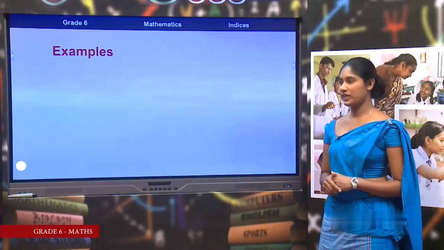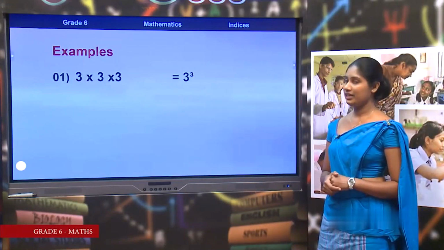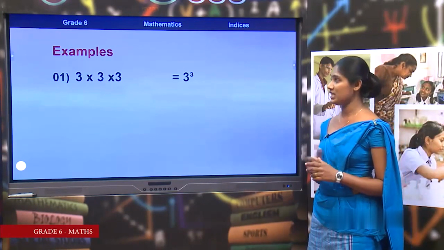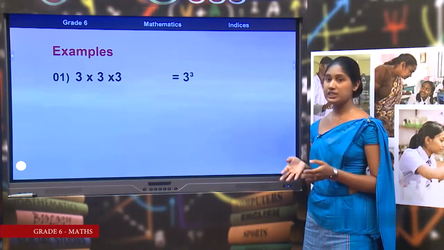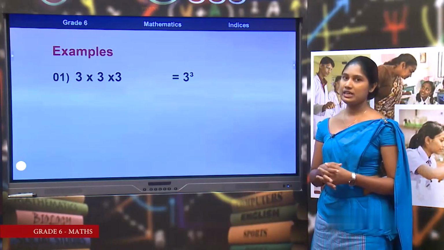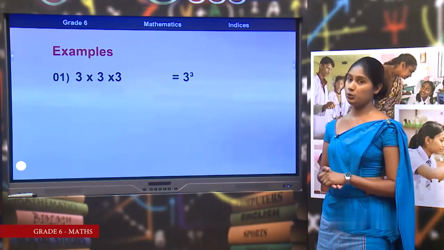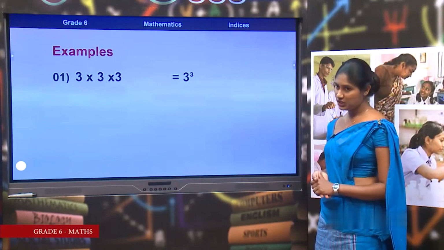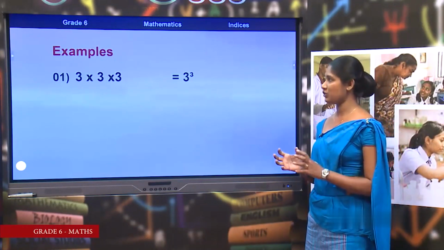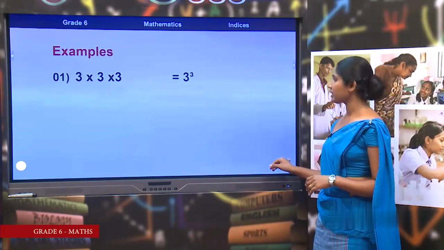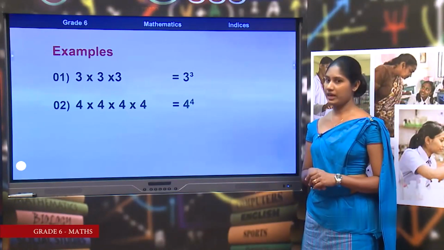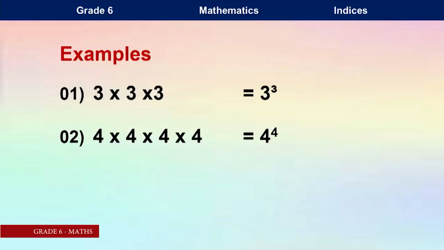Okay, we'll move to examples. Here it is very easy. Here you can see 3 has been multiplied with other 3's. What is the way we should write this using index notation? That is 3 to the power 3. The base is 3 and the index is 3. Second one, how many 4's are there? Count it, my dear children. Here 1, 2, 3, 4. Then you can write it as 4 to the power 4, because 4 is the base and the index is also 4.